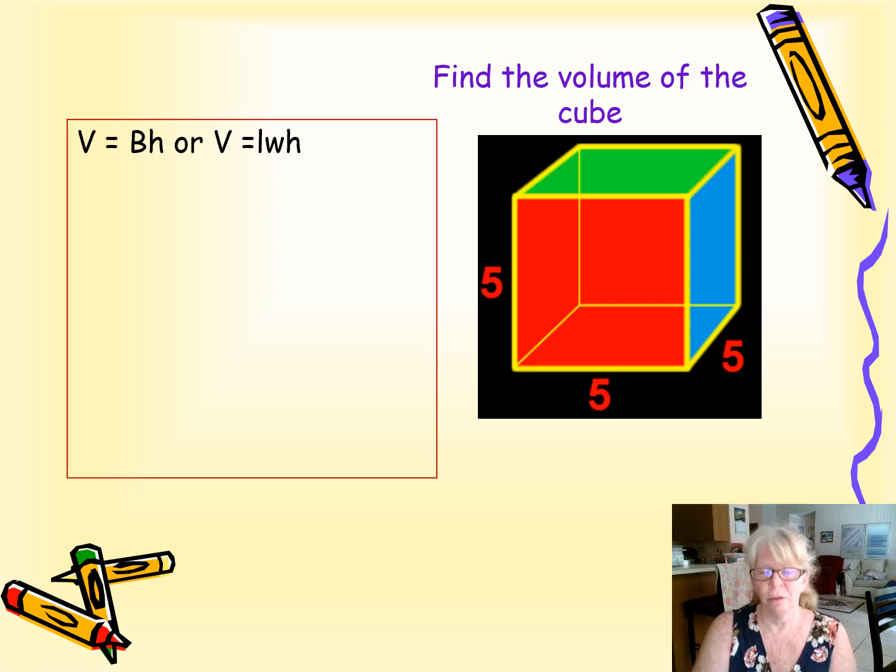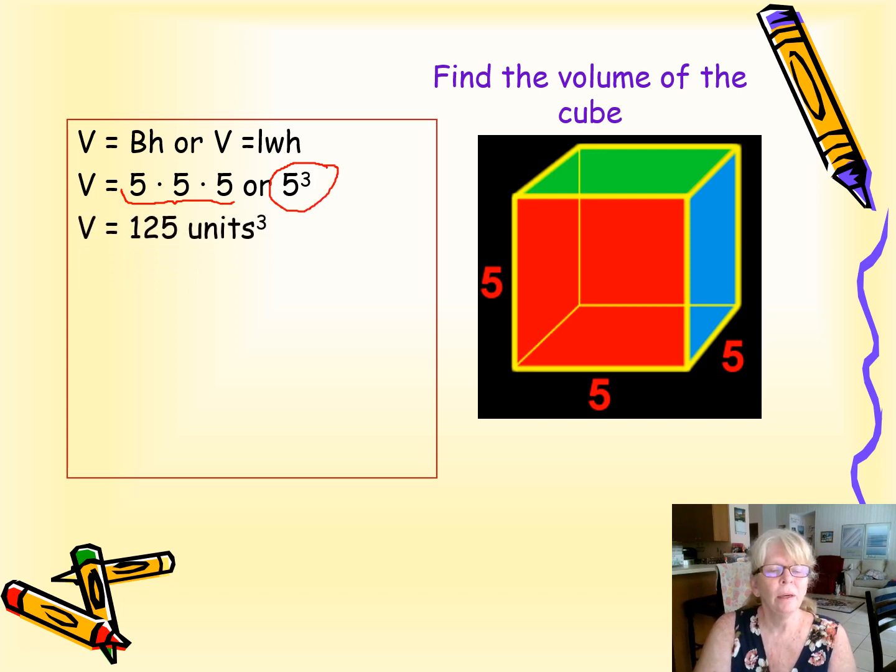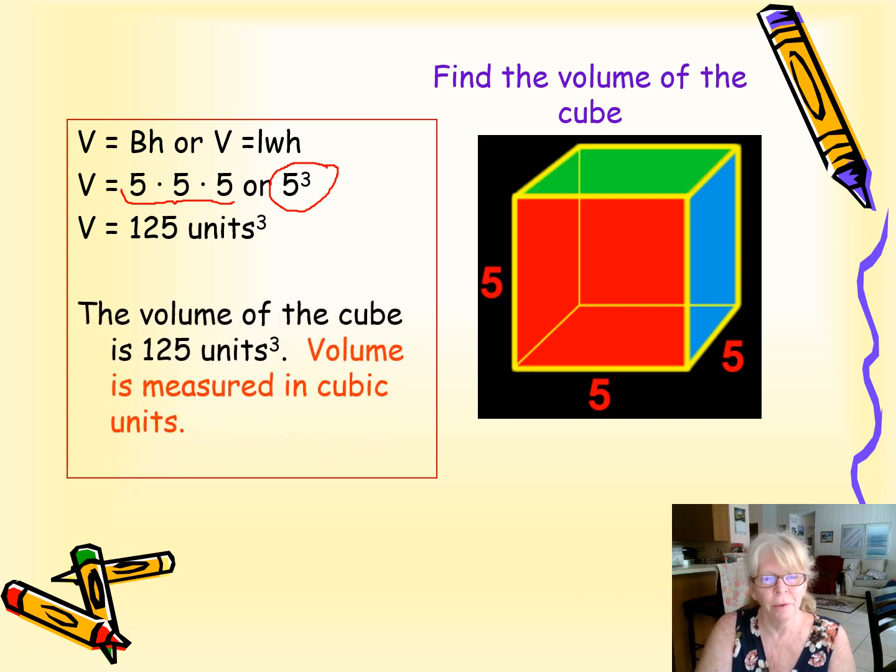And hopefully you took the three 5s and simply multiplied them together. This comes from algebra. You could write it this way, or you could write it this way because they both mean the same thing. And you get 125 cubic units. We don't know the units, so we're just going to leave them. Units cubed.